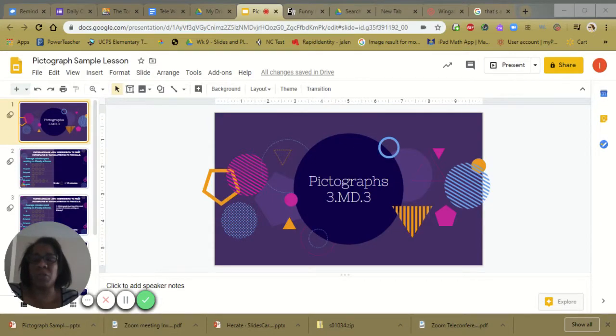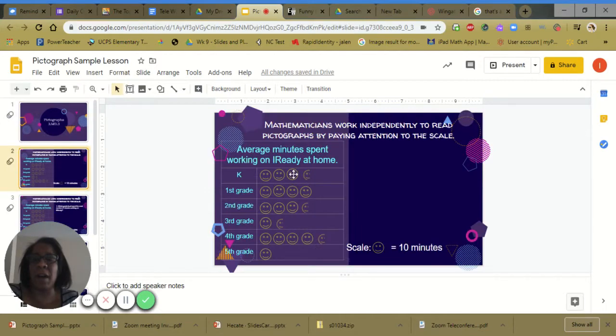I just wanted to share a little refresher with you with reference to pictographs. I know this is something we did at the beginning of the year, so hopefully this will be helpful to you. When we think of pictographs, first off, I'm just going to go through the different components or parts of a pictograph, and then we'll get into our actual objective for today.